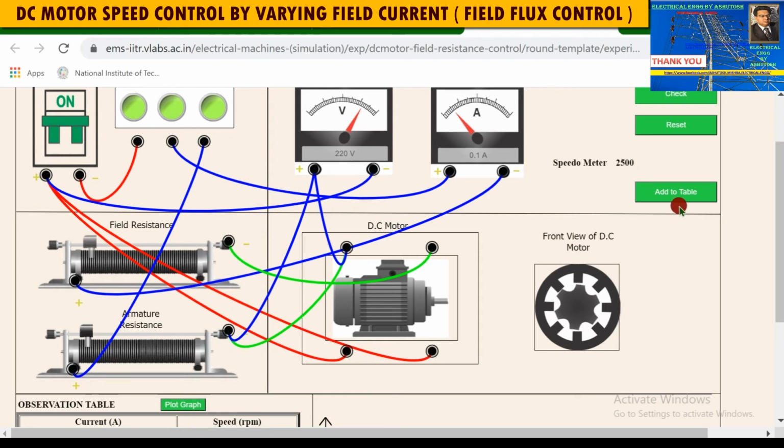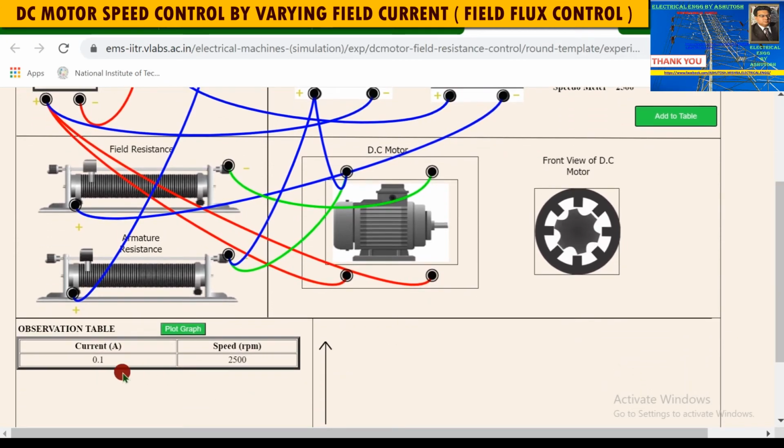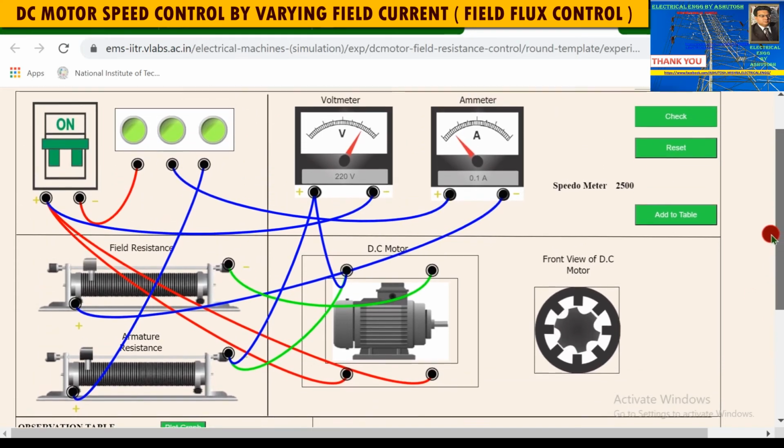and you can generate the observation table by clicking on it, add to table. So you can see this is the first row of observation table we have got. Current is 0.1 ampere and speed is 2500 rpm, and now we have to control the speed. So let's see what happens, guys.